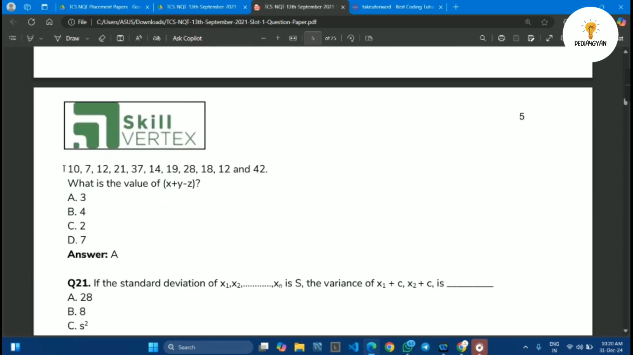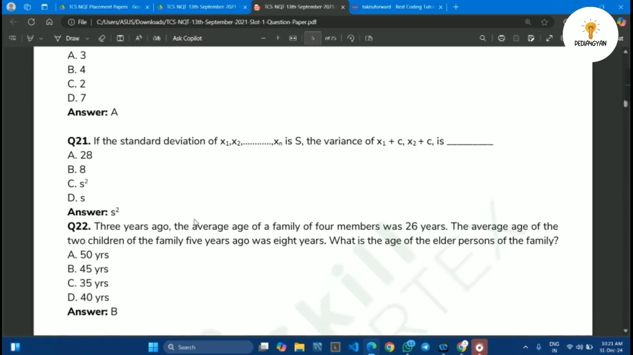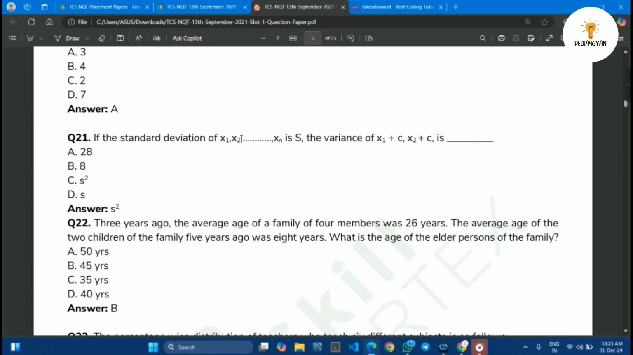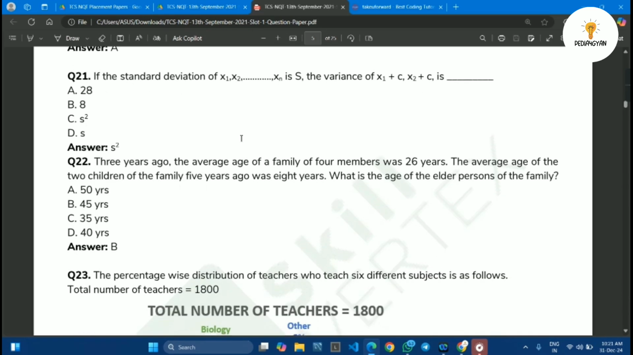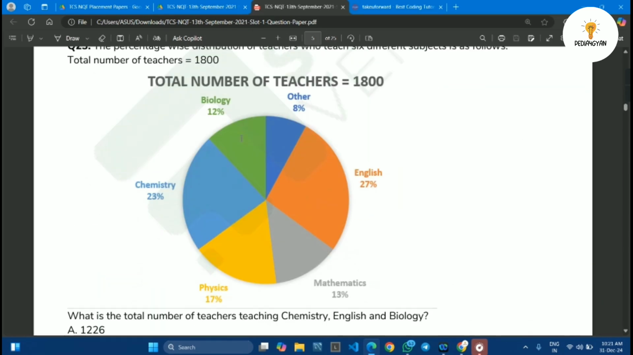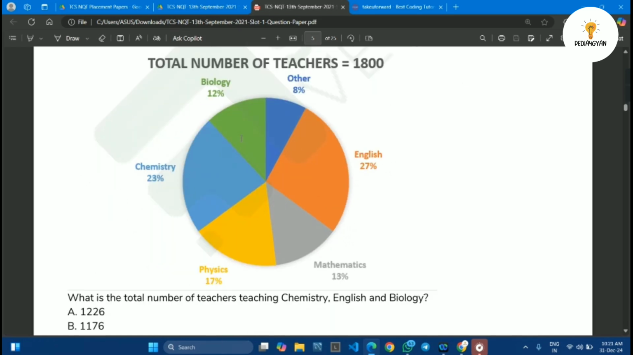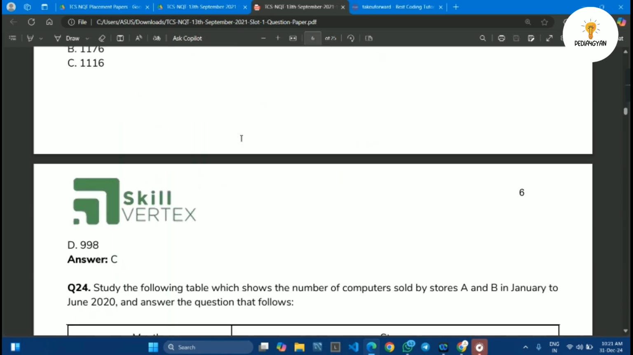This is a number series question, where you have to find the missing values. This is also an easy question. If you practice more you can solve such questions. These are on deviation and variance from statistics, and there are 1 or 2 such questions. You will also see one question from data interpretation. This is a pie chart question.